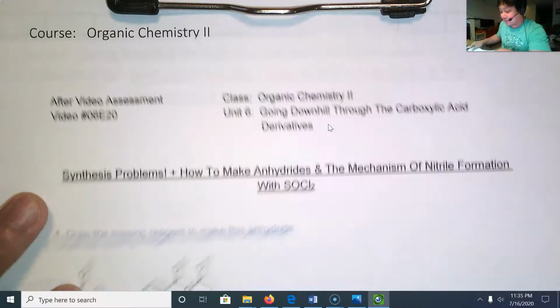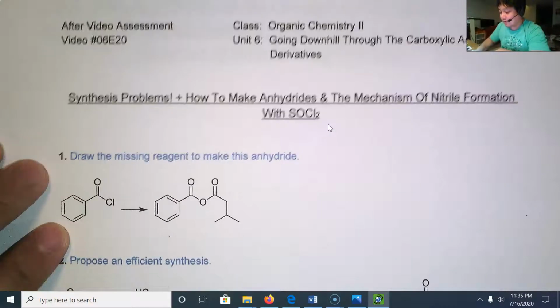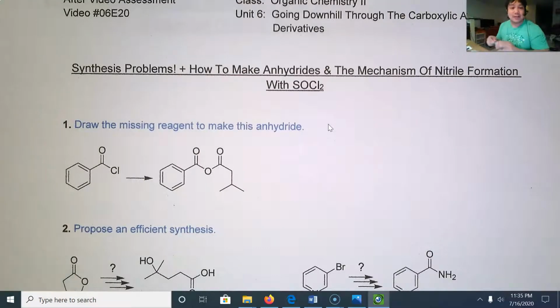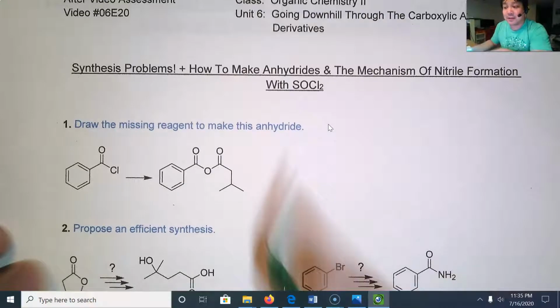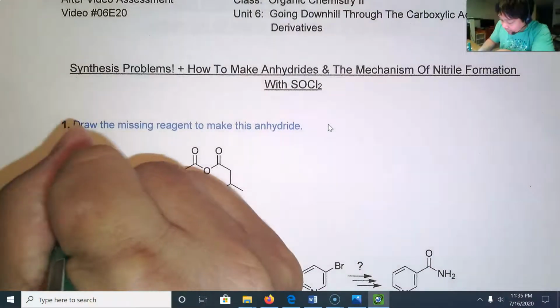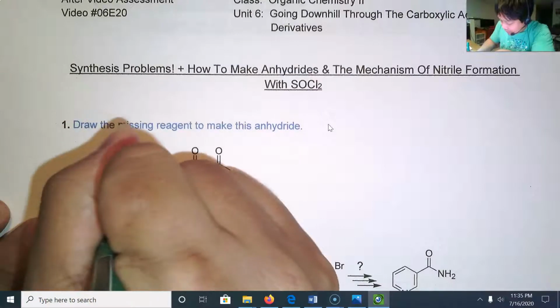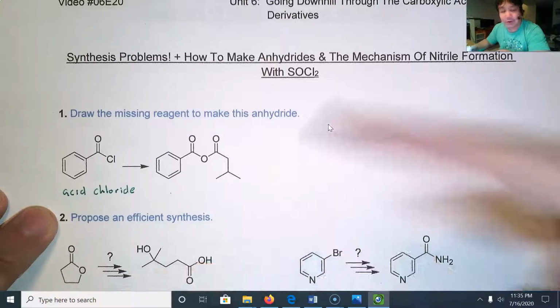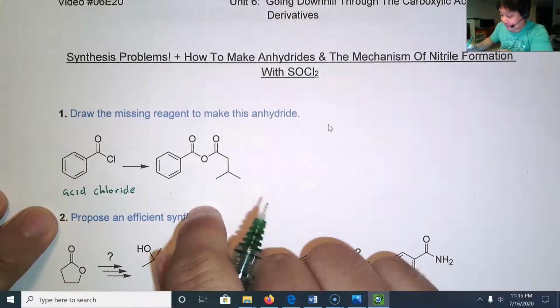Let's do the first one. The first one is: draw the missing reagent to make this anhydride. Oh, that's exactly what I was missing in the previous videos, how to do this. We have an acid chloride. By the way, if you don't have a copy of this, just pause the video and write this down.